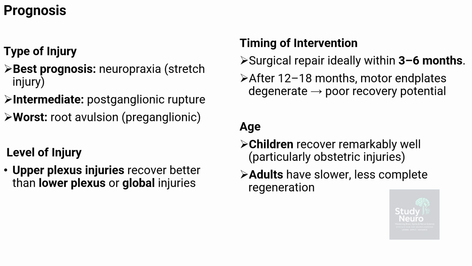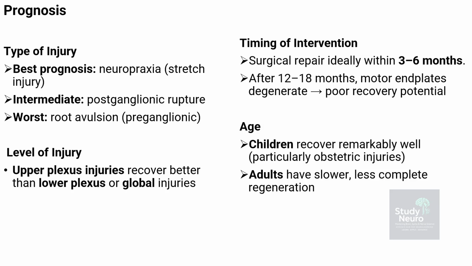The outcome of a brachial plexus injury depends on several key factors. The type of nerve injury plays a major role. Simple stretch injuries tend to recover best, while ruptures have a more guarded prognosis. The most severe injuries, involving root avulsion, have the poorest potential for recovery. The level of injury also matters. Upper plexus injuries generally recover better than lower plexus or global injuries.